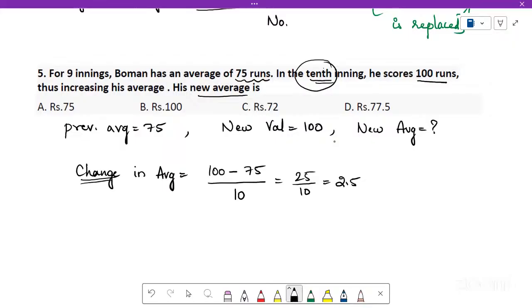So what is the new average? Previous average plus 2.5 gives you the new average. Ignore this rupees. 77.5 is the new average. Understood?